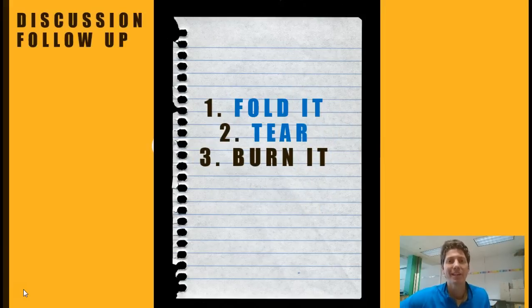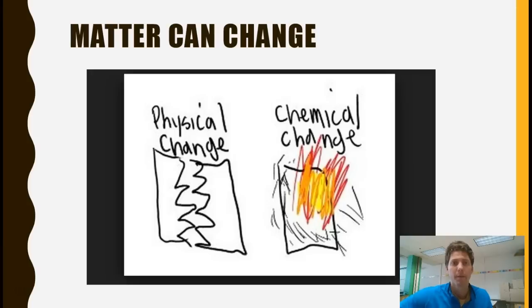Now that you've had a chance to discuss that, here are the top 3 that I thought of. We could fold it, tear it, or burn it. The top 2 that I see here are physical changes, and those are what we're going to be taking a look at right now. So matter can change. We just identified that through some of the changes in the piece of paper. There are 2 main types of changes. There are chemical changes and there are physical changes. This screencast is about physical changes, and later we'll take a look at chemical changes.